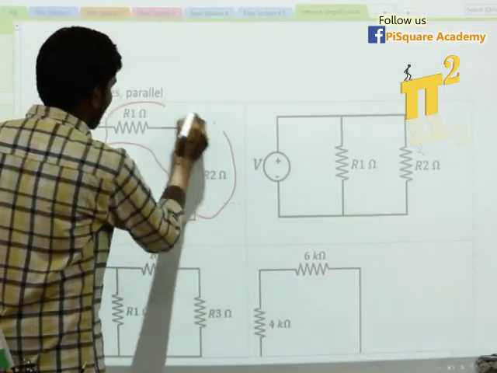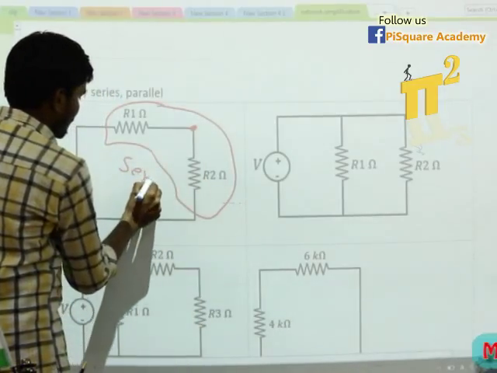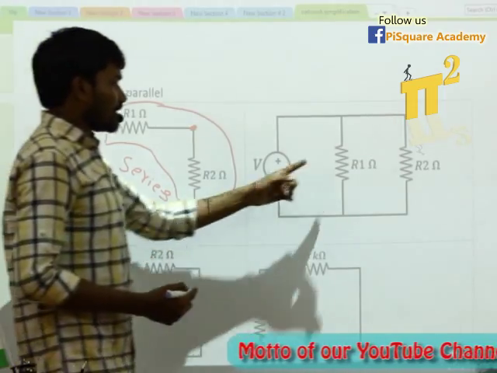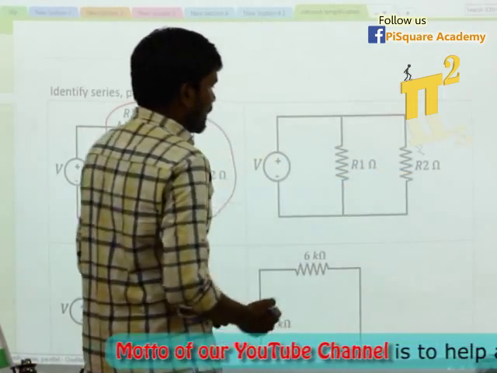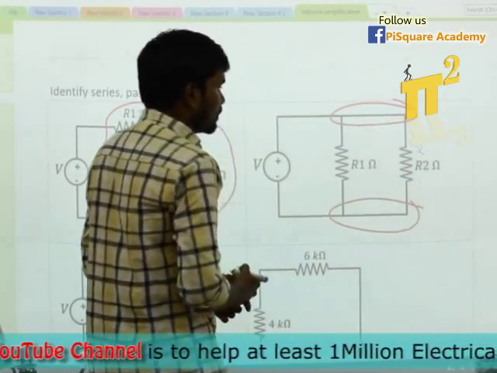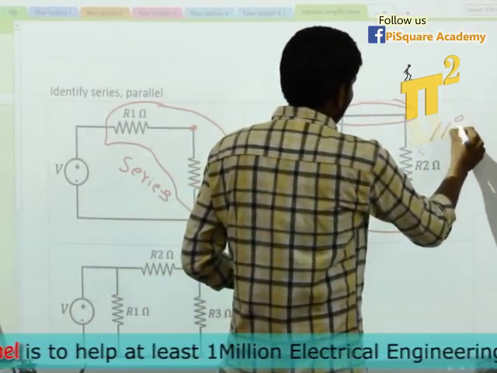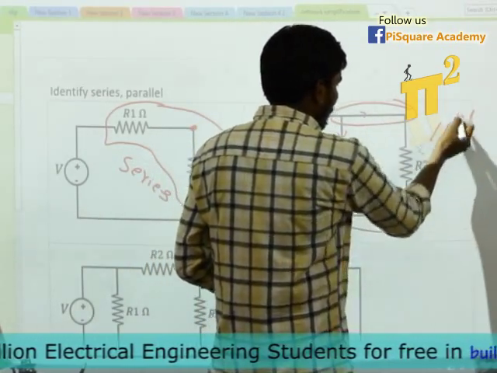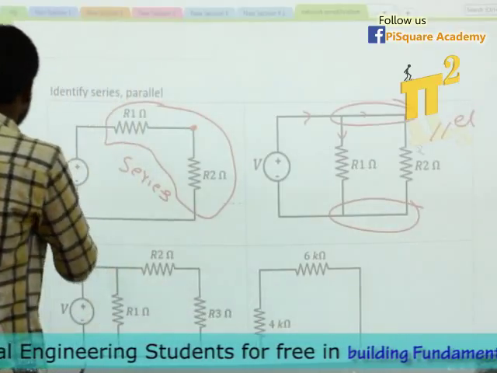These two are in series. Now these two, they're sharing the same nodes. So they're in parallel, because current is also dividing. They're sharing the same nodes. They're in parallel.